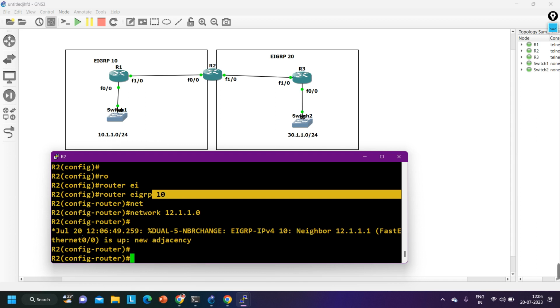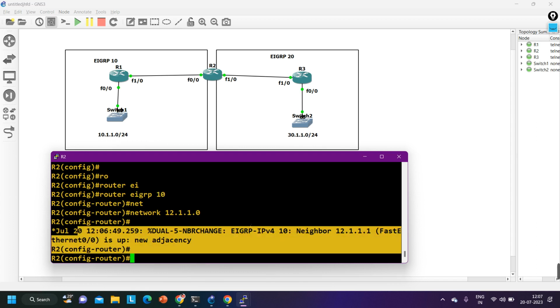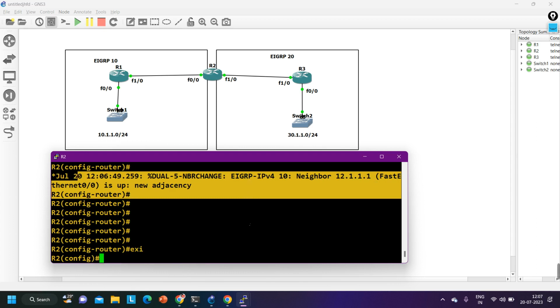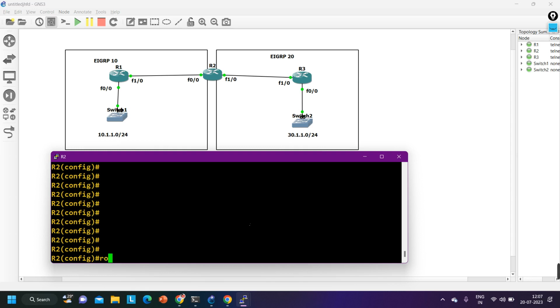And now you can see there is neighborship as well. Am I right? Yes. Done. Now exit. I am going to configure router EIGRP AS number 20 and network. On which interface will I enable EIGRP 20? On F1/0. So the network running on F1/0 is 23.1.1.0. That's it. But you can use 0.0.0.0.